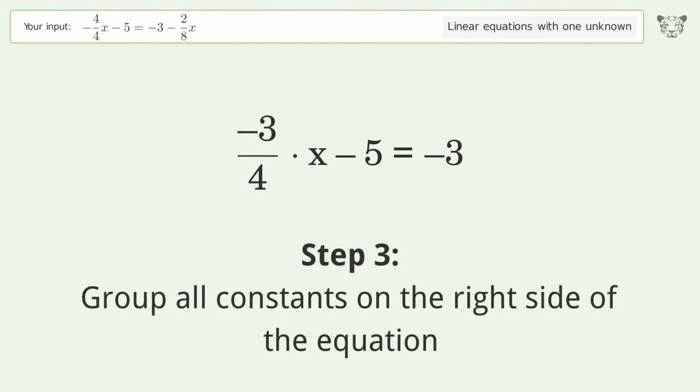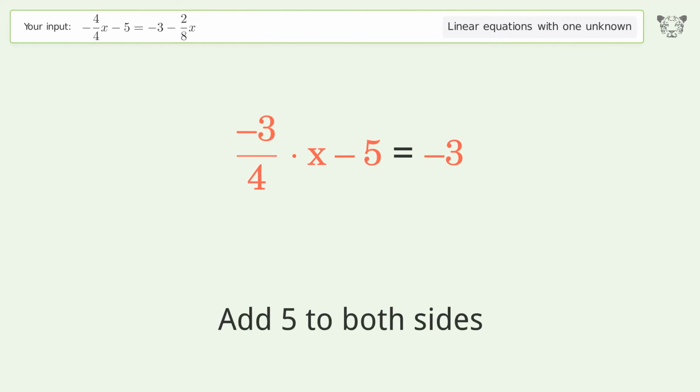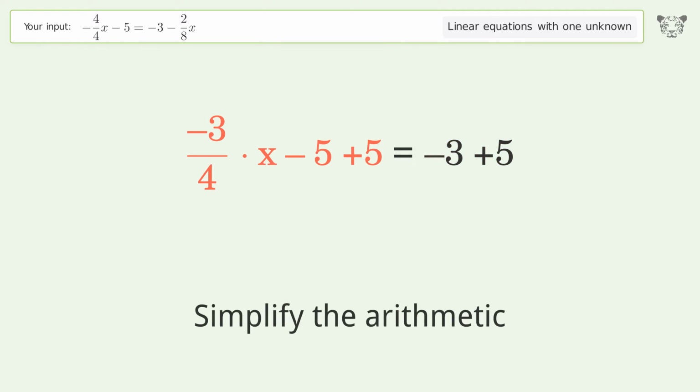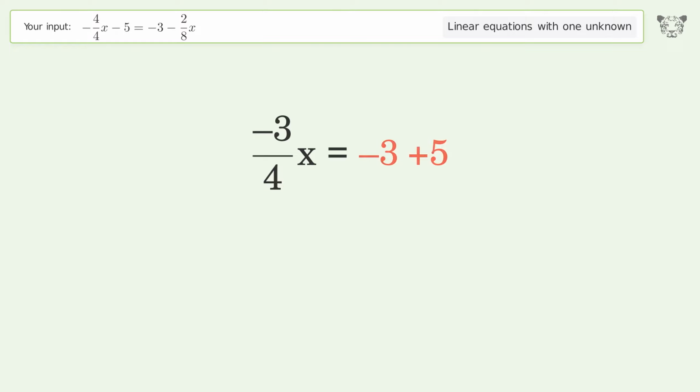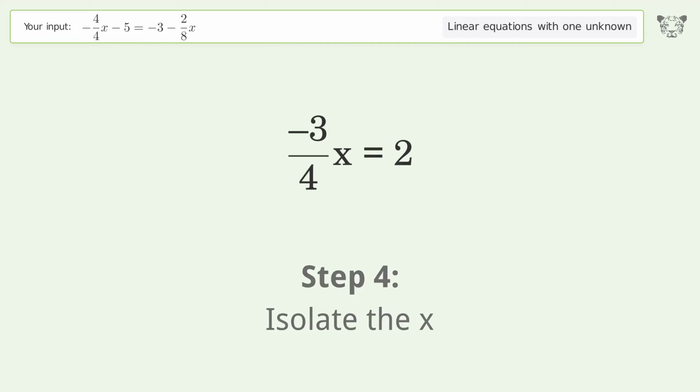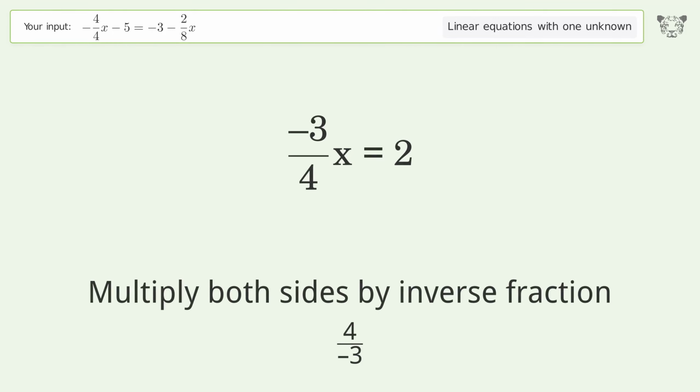Group all constants on the right side of the equation. Add 5 to both sides. Simplify the arithmetic. Isolate the x. Multiply both sides by inverse fraction 4/3.